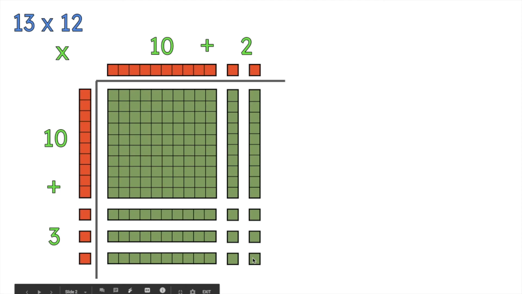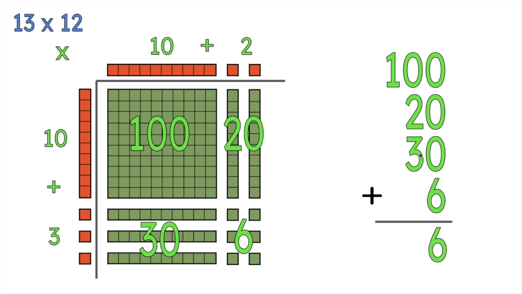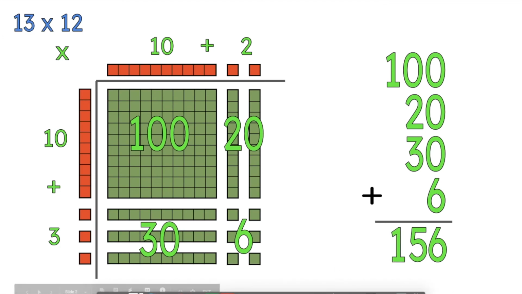Or another way you could have added it all up. That's 100, that's 20, that's 30, and that's 6. And so if we add that up, 0, 0, 0, 6 is 6, 0 plus 2 plus 3, that's 5, and then the 1. 156. Oh yeah.